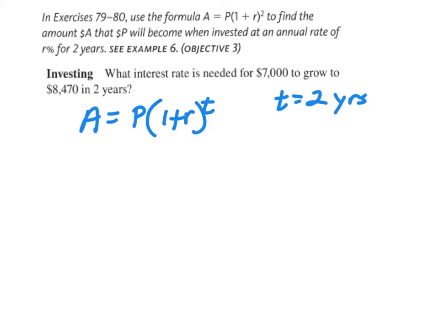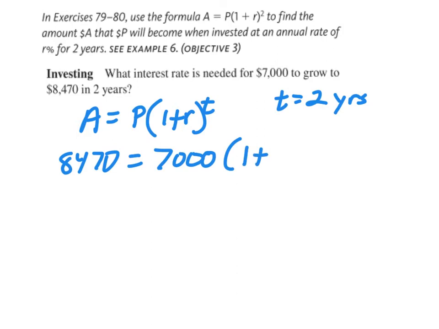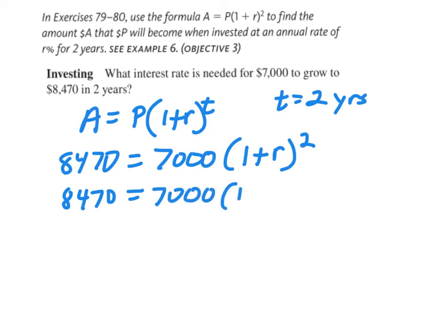after the 2 years. So in this problem, I'll substitute 8,470 for A. That's the amount that I have after the interest has been compounded for 2 years. The principal is 7,000, and I have 1 plus r to the second power. Alright, so I'm going to be solving for r. So what I would tell you to do here is, I wouldn't want you to go and distribute or square the binomial yet. Let's just divide both sides by 7,000.